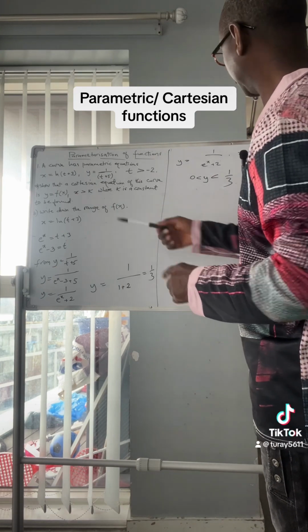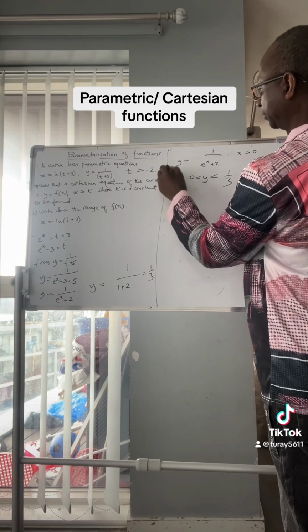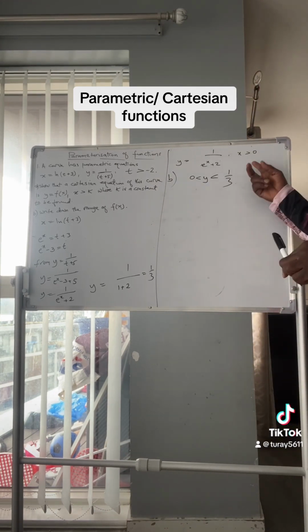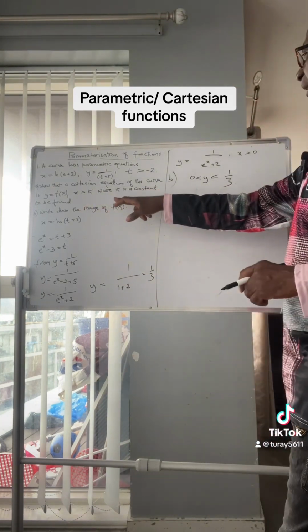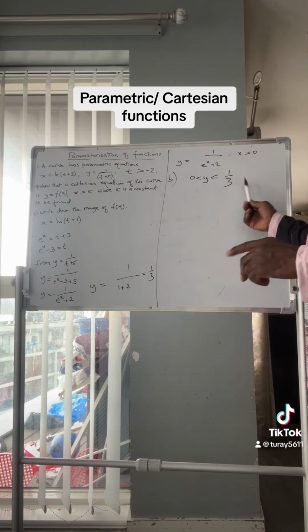Write down the range of f of x. This is the range of f of x, this is part b. That k they asked us to find here, where x is greater than k, where k is a constant, is 0, that is x is greater than 0. So this problem is solved.